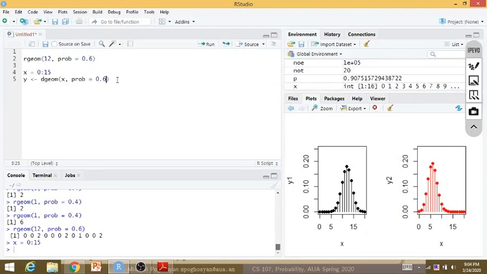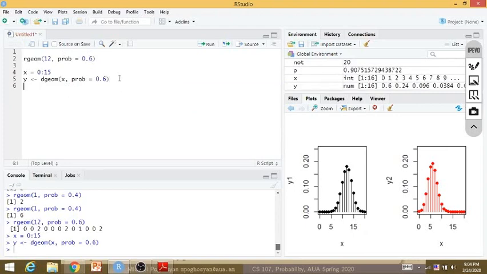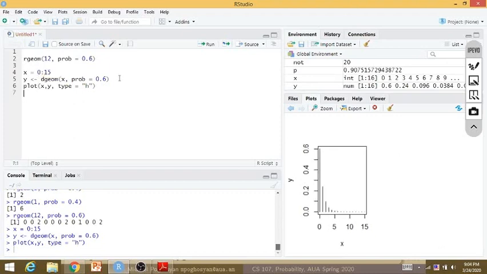I'm doing the same. So I'm running this also and plotting those points x, y with horizontal lines. Type is equal to h, and then adding those points.